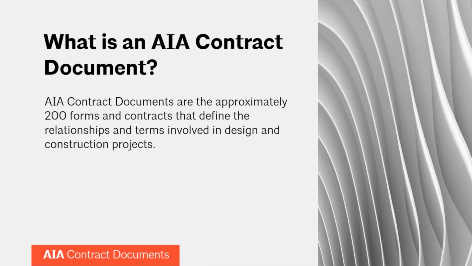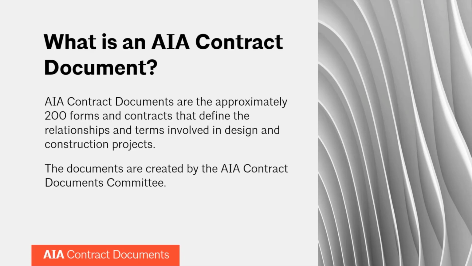So now that I've introduced myself, I want to introduce AIA Contract Documents because that provides important context on who's presenting here today. AIA Contract Documents are the around 200 forms and contracts that define the relationships involved in construction projects. Basically, they are forms and contracts that you can use as templates in your own projects. The templates are drafted, created, and revised by the AIA Contract Documents Committee, which is comprised of over 30 experts in design, construction, law, and insurance from across the country. They are involved in industry research and input to revise these documents and keep them up with current construction and construction law trends.